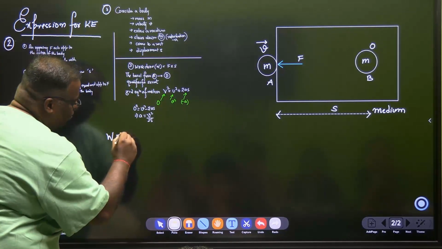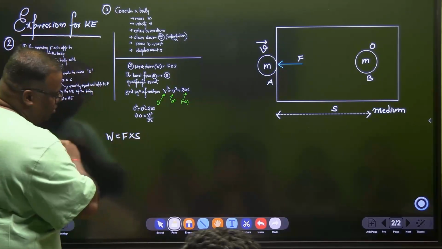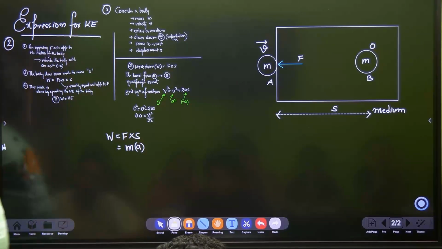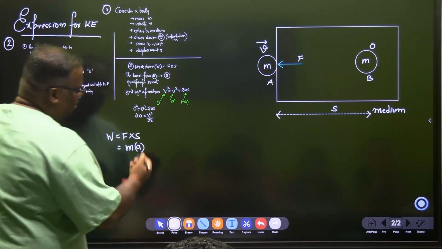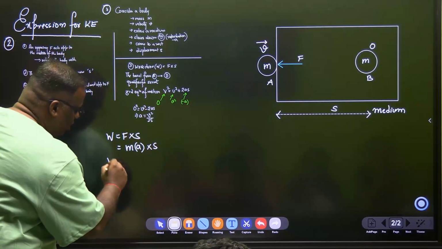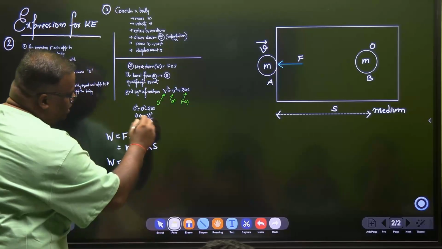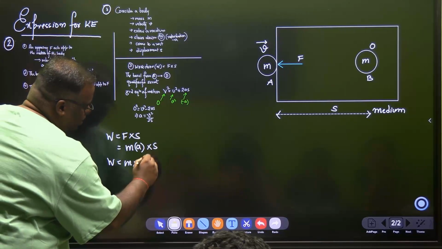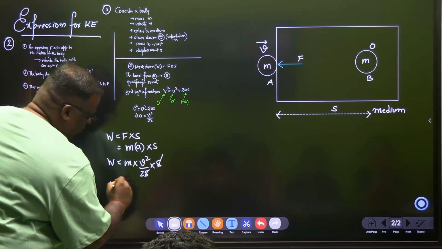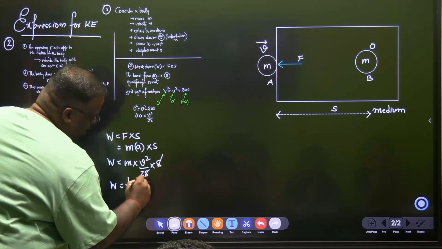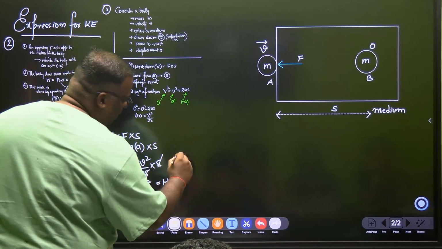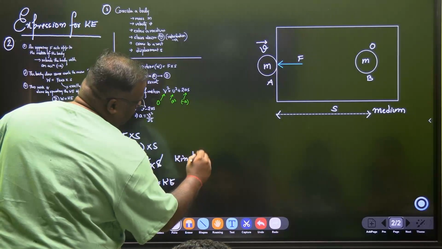Work is equal to force into displacement. Force can be written as ma, mass into acceleration into displacement. Can I write this? So work is equal to m. In place of acceleration, what do I write? V square by 2s multiplied by s. S cancels. So the work is equal to half mv square, which is equal to the kinetic energy. So from here you get the definition and the derivation for kinetic energy.